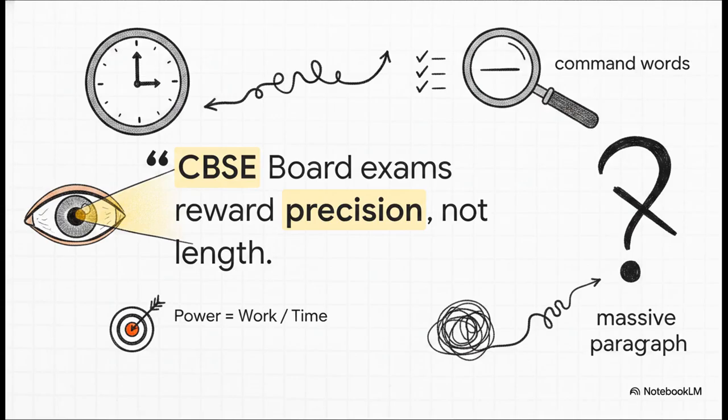The golden rule here? CBSE board exams reward precision, not length. This is a massive trap that so many students fall into. They think writing a huge paragraph somehow shows how much they know. Look, if a question asks you to simply define power, and you write an entire story about electricity and energy, you are just wasting time and risking your marks. The examiner literally just wants to see, power is the rate of doing work. That's it. Read the command word, write exactly what is required, and make sure you use the specific scientific terminology from your textbook.